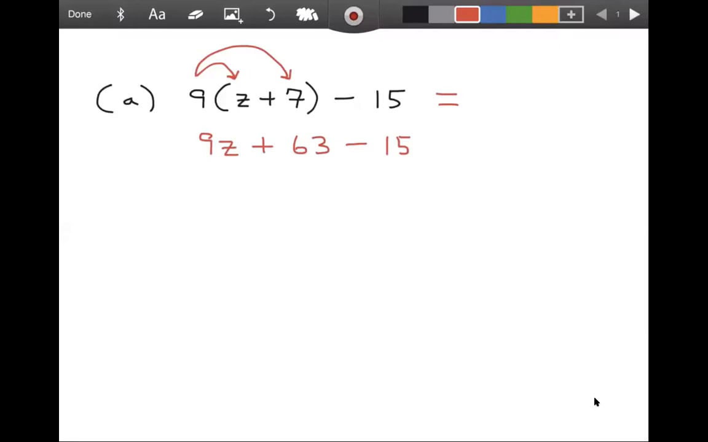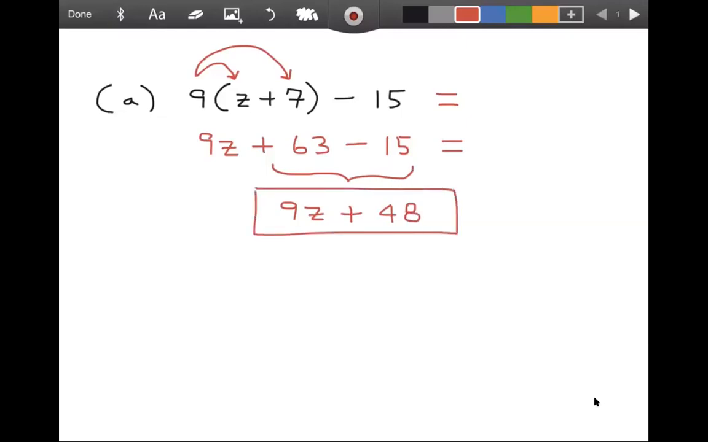So now we're going to combine our like terms, which are just these numerical terms. 63 minus 15 is 48. So the final answer is 9z plus 48. Remember that expression now is in simplest form. Don't say that that's 57z or anything else. Those are not like terms because one of them has a z and the other one does not. So they have to stay separate.